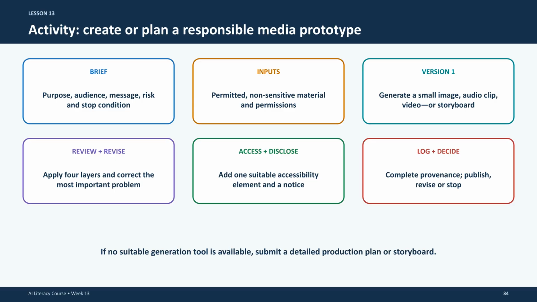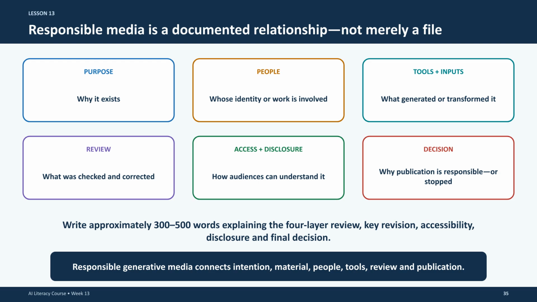For your practical activity, create or storyboard a piece of AI-supported media. Follow the full chain. Define your brief, verify inputs, generate your version, conduct the 4-layer review, improve accessibility and disclosure, and finalize your documentation before deciding whether to move forward with publication. Responsible media is a relationship, not just a file. In your final report of 300 to 500 words, document your process, your purpose, the tools used, the results of your 4-layer review, and why you ultimately decided to publish or stop. Documentation is what defines professional, ethical work.